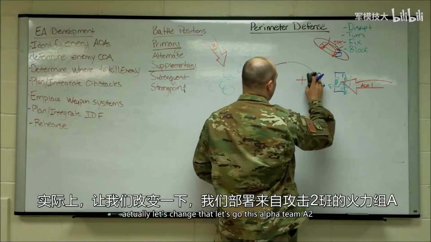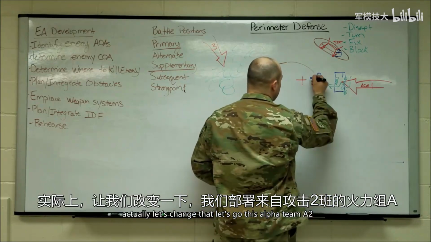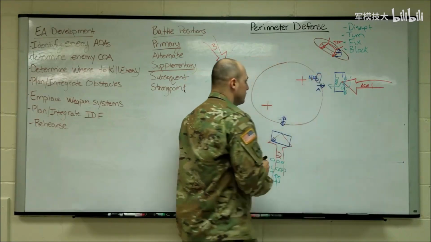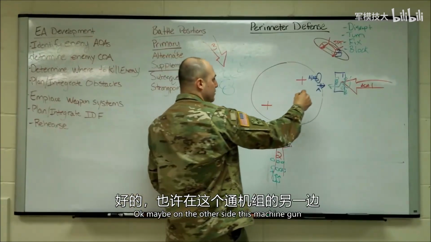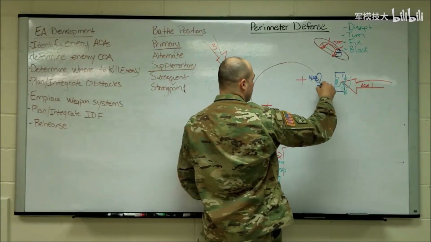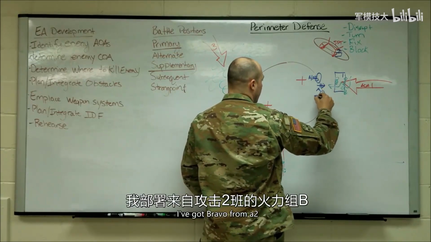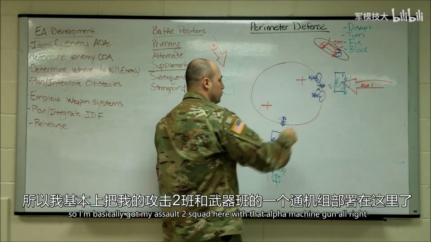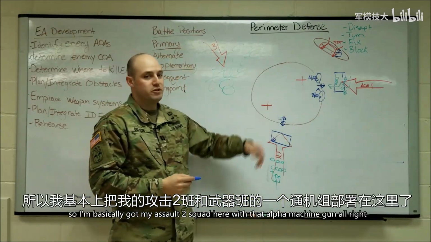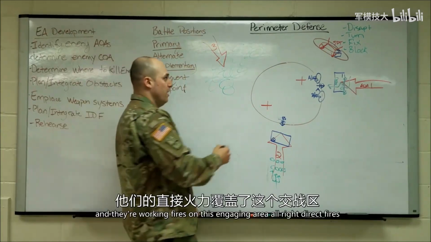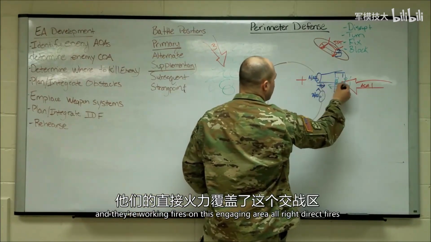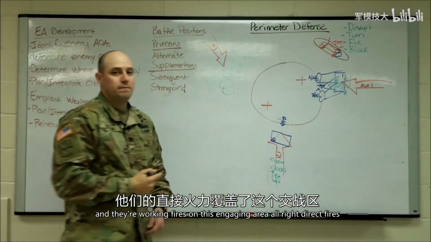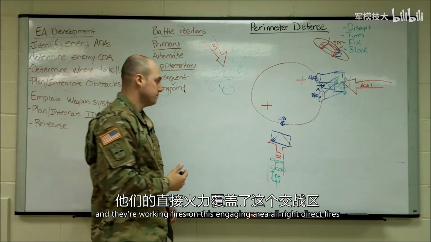Actually, let's change that. Let's go, it's Alpha team from A2. Okay? And then maybe on the other side of this machine gun, I've got Bravo from A2. So I basically got my Assault 2 squad here with that Alpha machine gun. All right? And they're working fires on this engagement area. All right, direct fires.